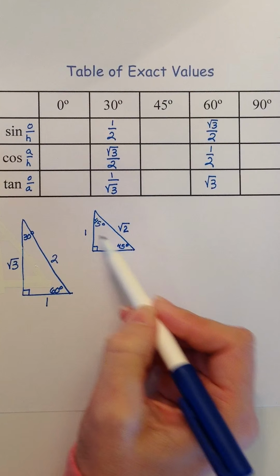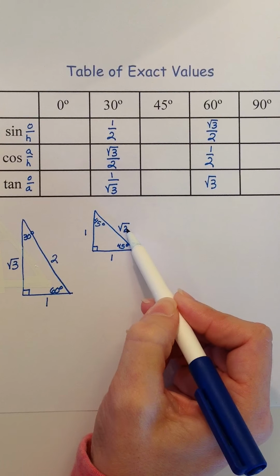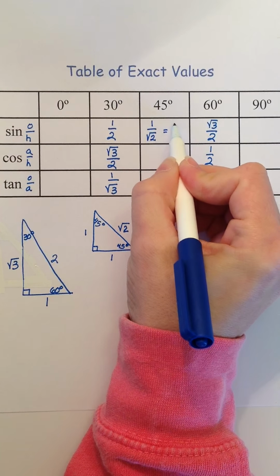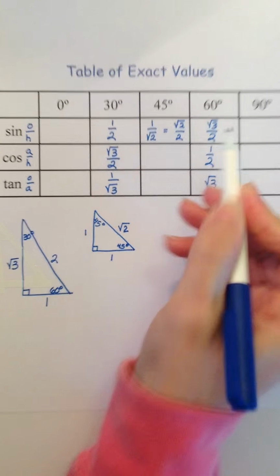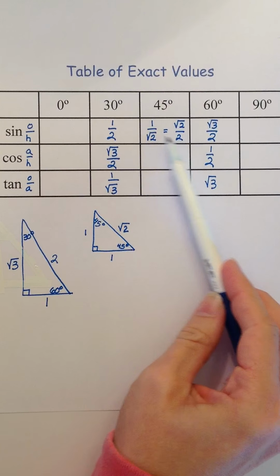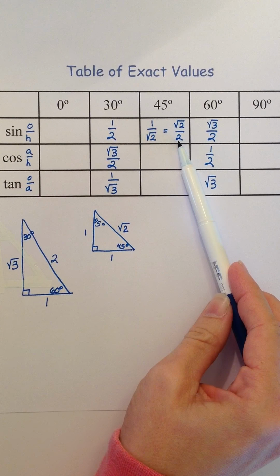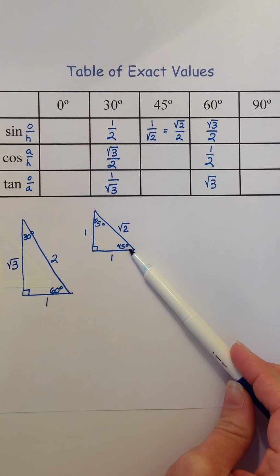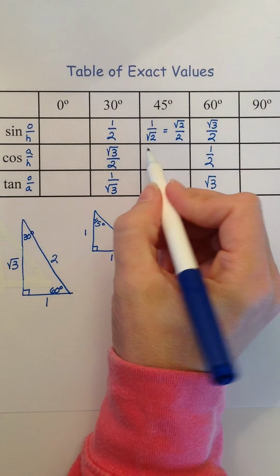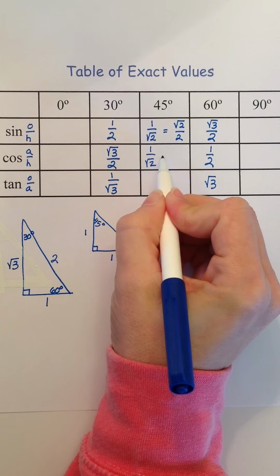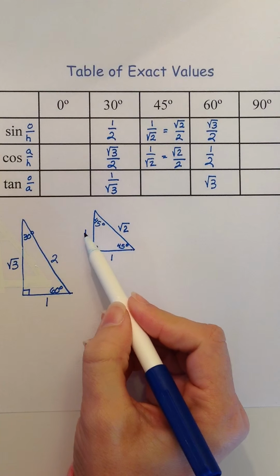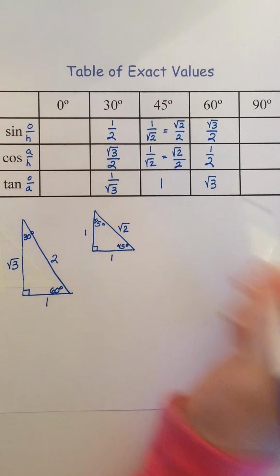So sine is going to be opposite over hypotenuse, so that would be 1 over square root 2. Now I'm going to give you the rationalized form of this, which is square root 2 over 2, because as we go through other sections and continue to use these values, you'll be seeing both of these forms, so you need to be familiar with both of them. Going back to this 45, cosine would be adjacent over hypotenuse, so the same value: 1 over square root 2, which would be square root 2 over 2. And then tangent would be opposite over adjacent, so 1 over 1 would just be 1.